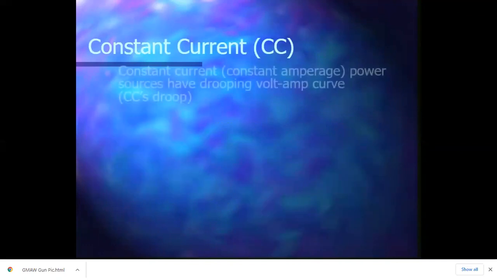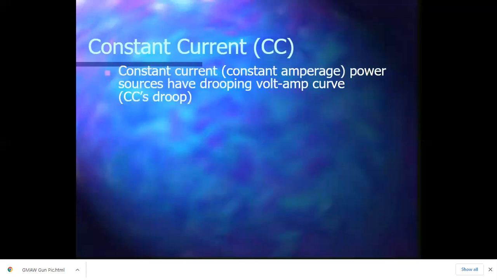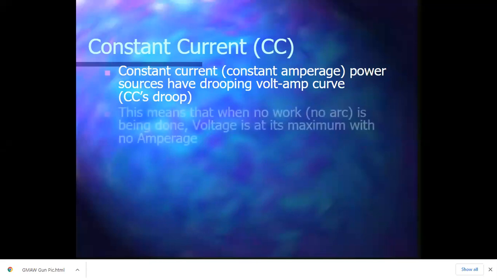So constant current machines is a constant amperage machine. That's one where you set the amperage, and that would be more like a stick machine. You set the amperage, it would stay there. The voltage will change on a constant current machine. So on a constant voltage, the amperage is going to change. On a constant current, the voltage is going to change. This means that when no work or no arc is being done, the voltage is at a maximum, it's ready to go. And that's what we call open circuit voltage.